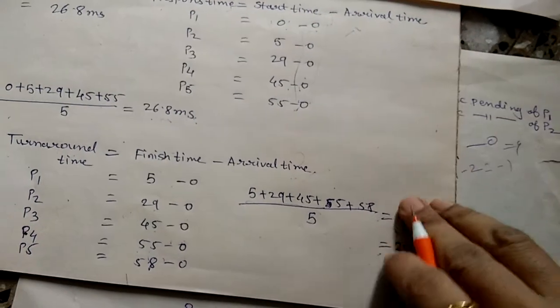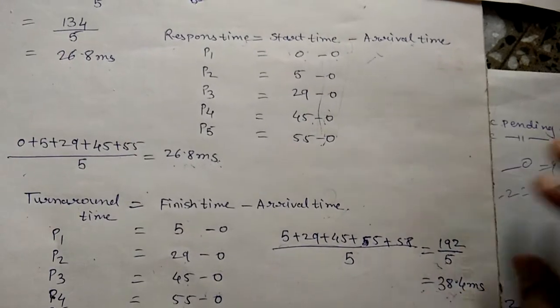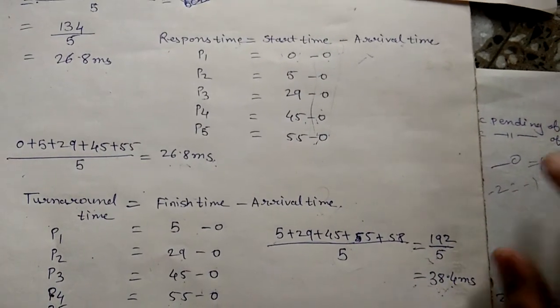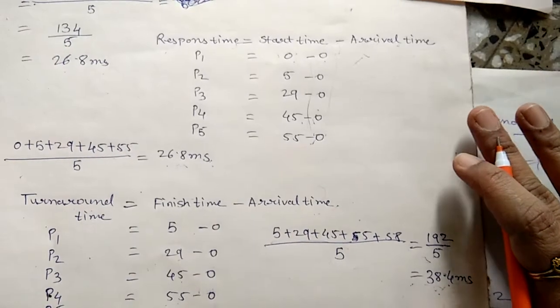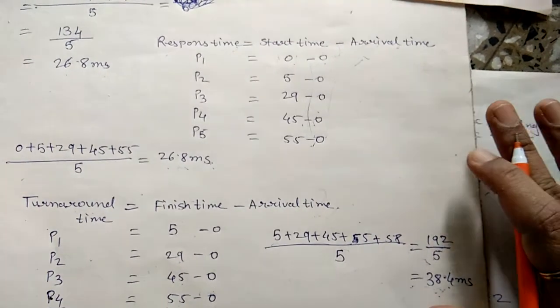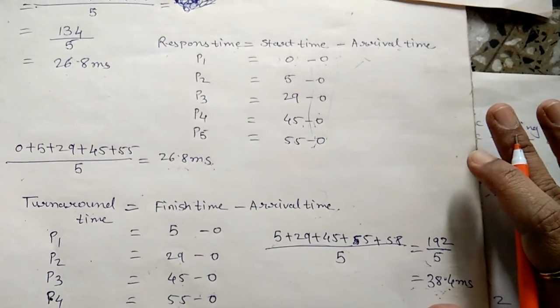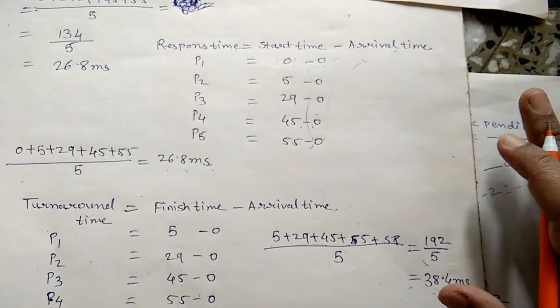So I hope this example has made it clear to you how to calculate the response time besides the turnaround time and the waiting time through FCFS. The same way you can calculate for SJF also and for other algorithms.